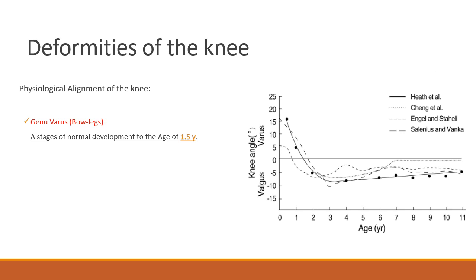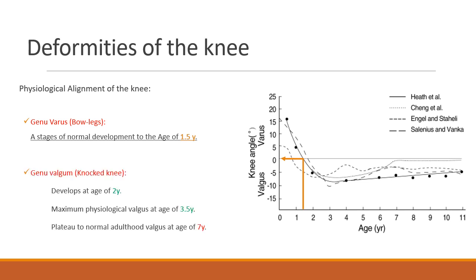Now, all babies during infancy have a genovarus, or bow-legged knees. This normalizes by the age of 1.5 years. At 1.5 years, we have a straight alignment of the knee joint. After that, the normal physiological genovalgus starts to develop. It starts at around 2 years of age, reaches its maximum at about 3.5 years of age, and goes back toward the normal physiological adulthood valgus of about 5 to 7 degrees at 7 years of age.